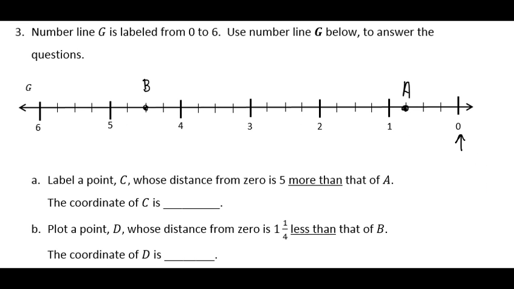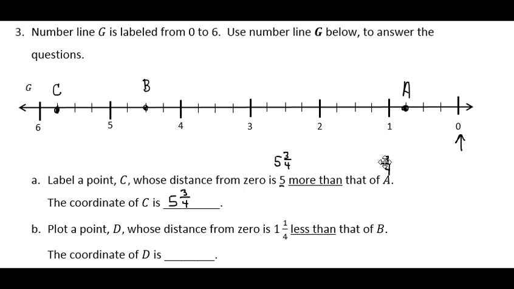The next question says, label a point C whose distance from 0 is 5 more than that of A. Well, if you remember, A was found at 3/4. So if I need a point that's 5 more than that, then that point would be found at 5 and 3/4, because 5 and 3/4 is 5 more than 3/4. So if I go to 5, I know that 5 and 3/4 would be between 5 and 6. So I'll plot that point. There's 5 and 3/4. We'll call that C, and its coordinate is 5 and 3/4.